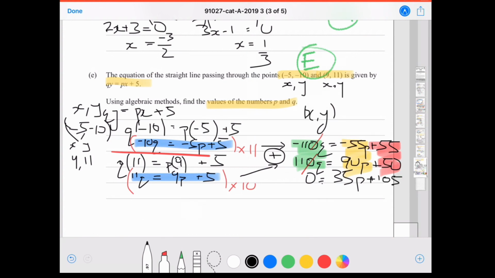And now solving for p, we can say 35p equals negative 105. We've taken 105 to the left-hand side, and we've just flipped the equation. p equals minus 105 over 35. You'll find that equals 3, negative 3 in this case. So we've got p.